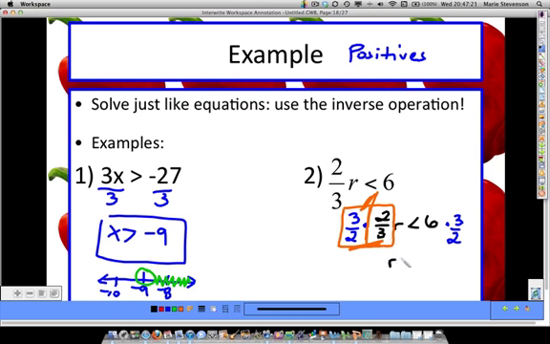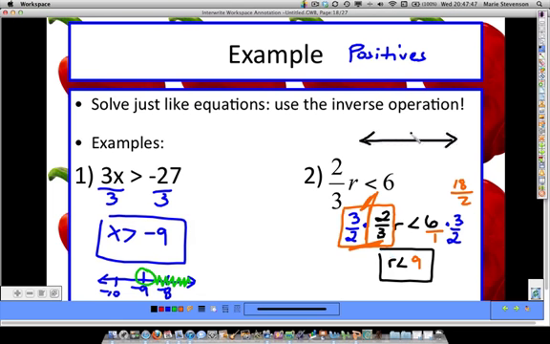is r less than. Now let's actually figure this out. Let's put this under a 1. Multiply across. 6 times 3 is 18. 1 times 2 is 2. 18 divided by 2 is 9. Now, we multiplied by 3 over 2, but it was positive, right? So the inequality stays the same. You do not change it. And we have a positive answer, that's fine. So we get r less than 9.